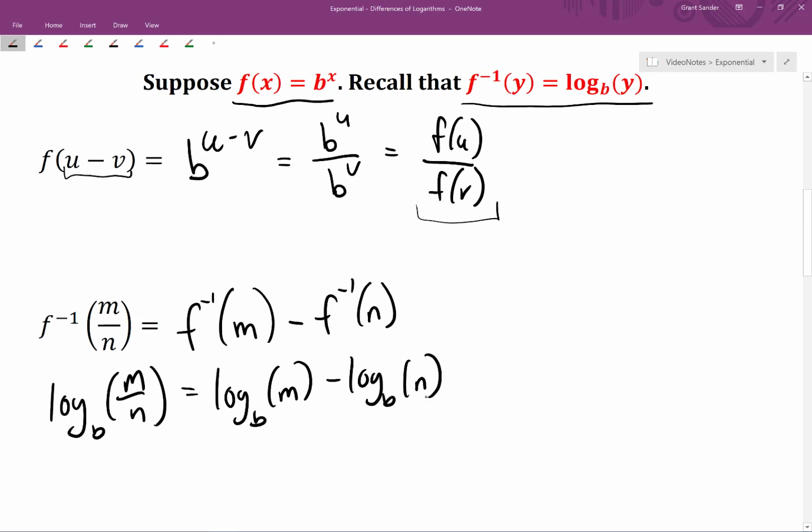Again, this kind of looks scary. It's intimidating. We have a lot of symbols here, but just remember that anytime we subtract in an exponent, we end up dividing the corresponding powers. And so dividing in the input of the log function should result in subtracting the outputs.